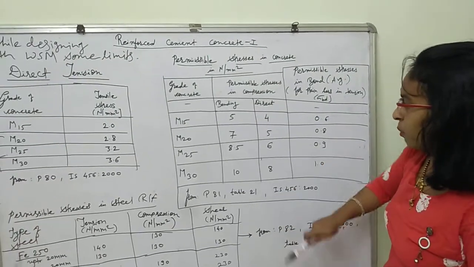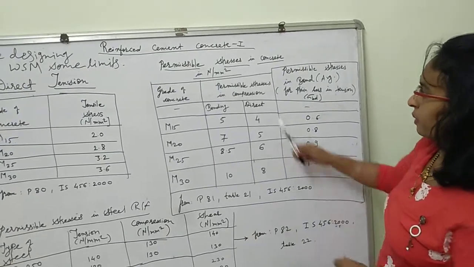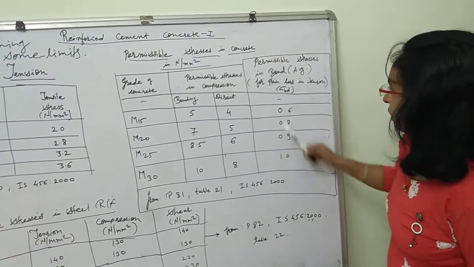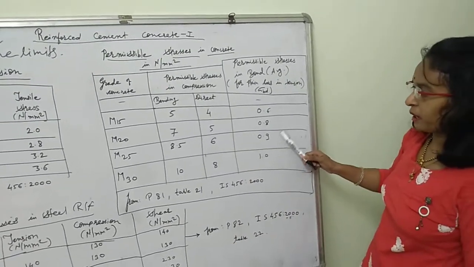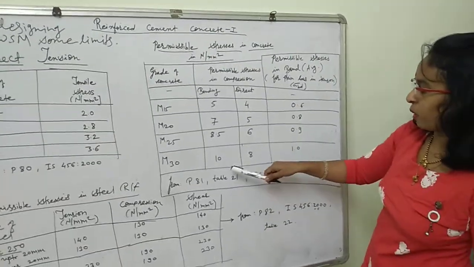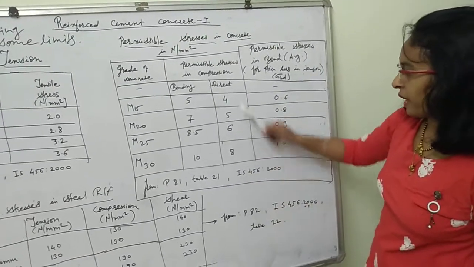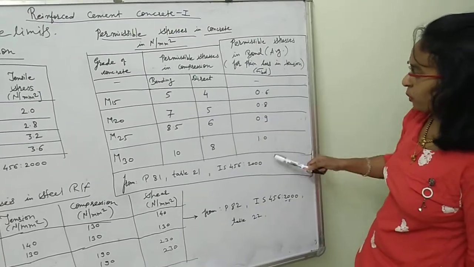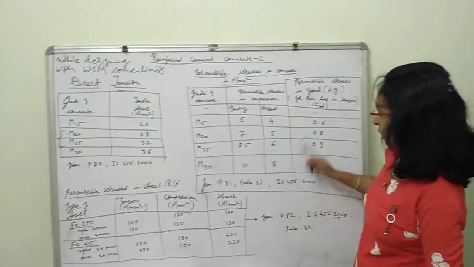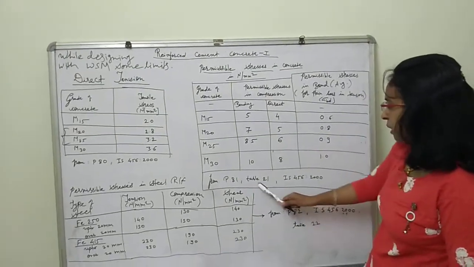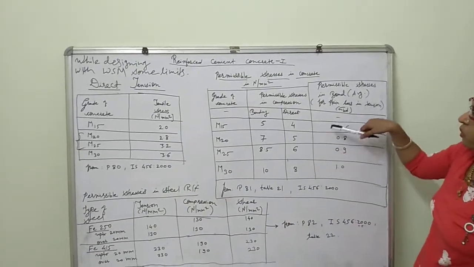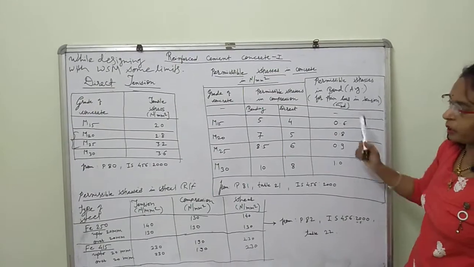For M25 grade of concrete, the permissible stresses in compression in bending is 8.5 and in direct 6. And the value of tau bd is 0.9. For M30 grade of concrete, the permissible stresses in compression is 10 in bending and in direct 8. And the value of tau bd is 1.0. You can also refer to this table in IS 456-2000, table number 21, page number 81. So these are the limiting values for permissible stresses in concrete.